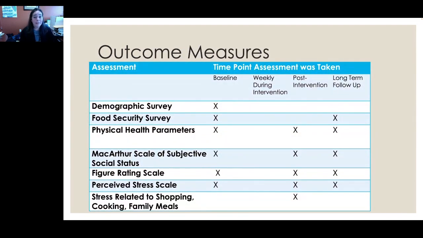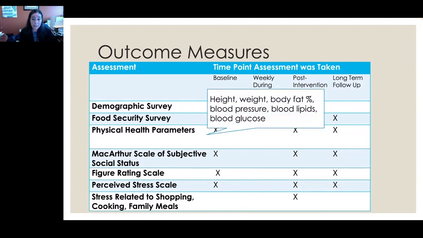Okay, now in terms of the outcome measures that we looked at, specifically related to health parameters, the physical health parameters that were assessed at baseline, post-intervention, and long-term follow-up included height, measured with a stadiometer, weight, measured with a digital scale, body fat percentage, measured with a handheld BIA, blood pressure with an Omron brand electric machine, and non-fasting blood glucose and blood lipids, measured with a Cholestech LDX analyzer. Measurements were obtained by trained research staff using standard procedures. So those were the physical measures of health.